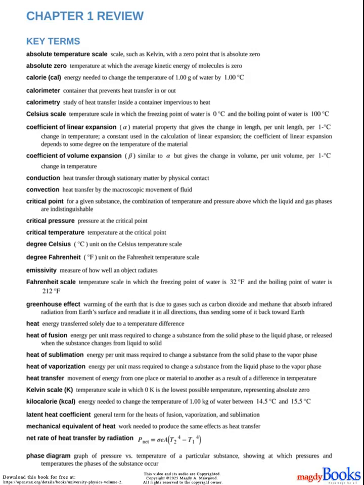7. Coefficient of linear expansion, alpha. Material property that gives the change in length, per unit length, per 1 degree Celsius change in temperature. A constant used in the calculation of linear expansion. The coefficient of linear expansion depends to some degree on the temperature of the material. 8. Coefficient of volume expansion, beta. Similar to alpha but gives the change in volume, per unit volume, per 1 degree Celsius change in temperature.